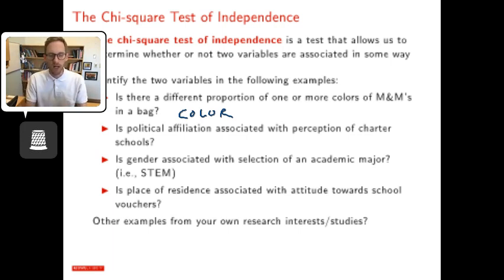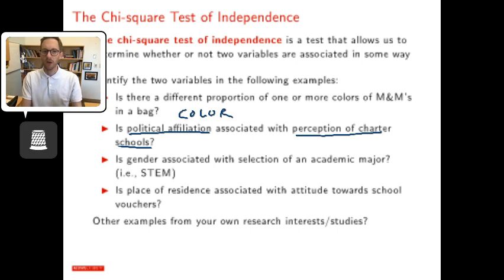So the second one is, is political affiliation associated with perception of charter schools? All right, so the 2 variables are political affiliation, and the second one, perception of charter schools. Both of these, again, would be categorical. One might be ordinal, your perception of charter schools. I like them, don't like them, or like them a lot to really don't like them, and somewhere in between. And then political affiliation might be the party that you affiliate with, Republican, Democrat, Independent, other, or something.